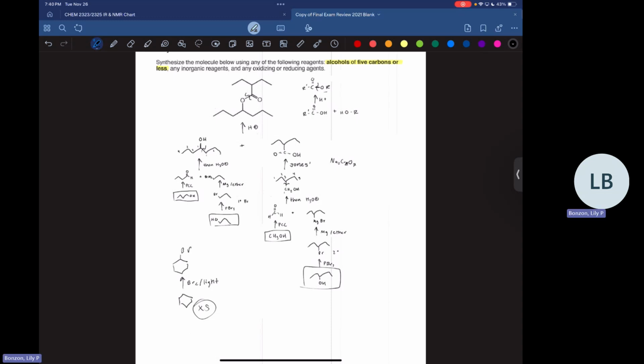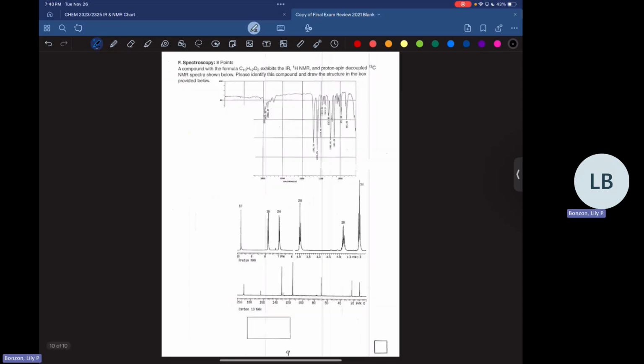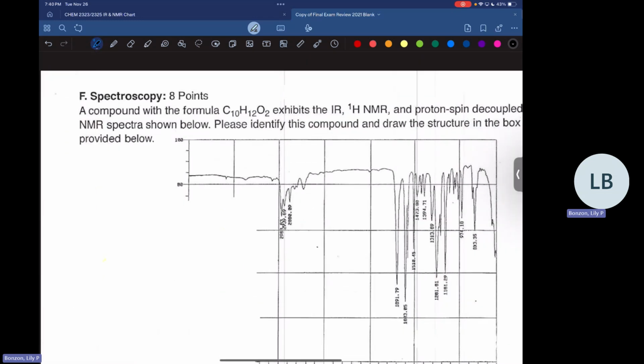Okay, we can go ahead and move on to our last section, spectroscopy. Again, start practicing this one early if you haven't already, because this one does take kind of some practice. It's kind of like a puzzle, so building up your brain strength will help you out.